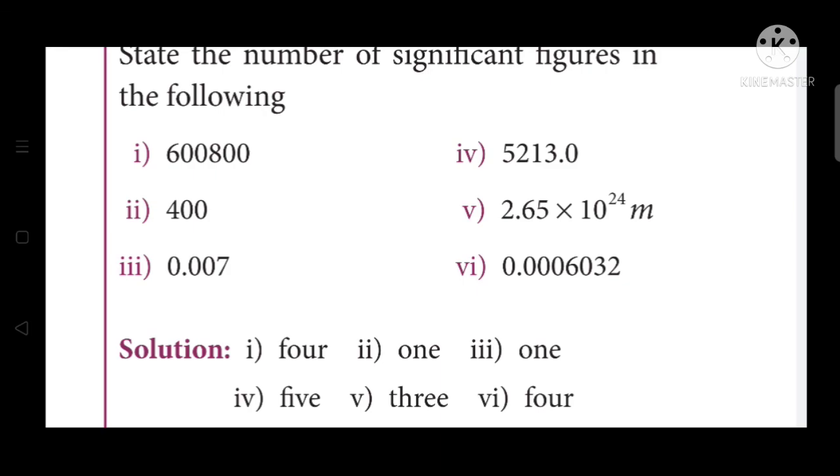Look at the next sum, 0.006032. In this number, let us apply the rule. The zeros to the right side of the decimal point and to the left side of the first non-zero digit are not significant. So all the preceding zeros are not significant, but the remaining numbers are significant. So the number of significant figures for this number is 4.